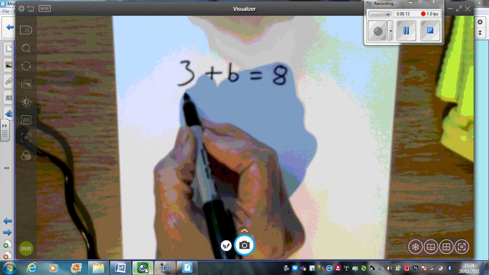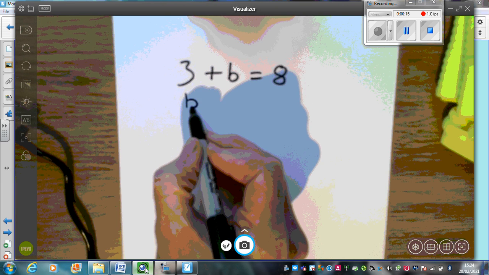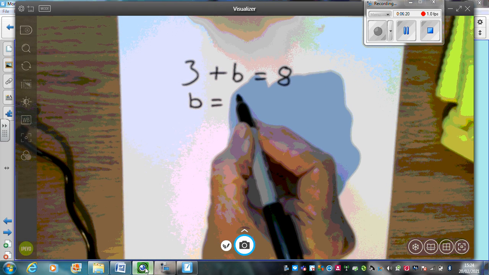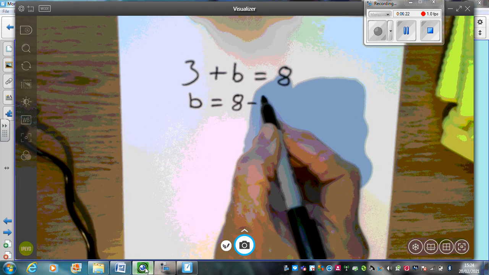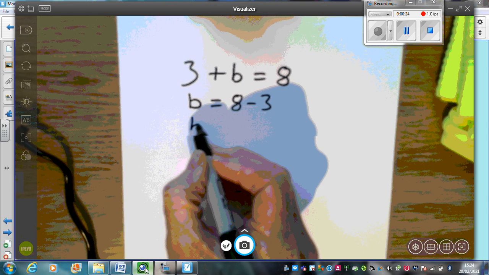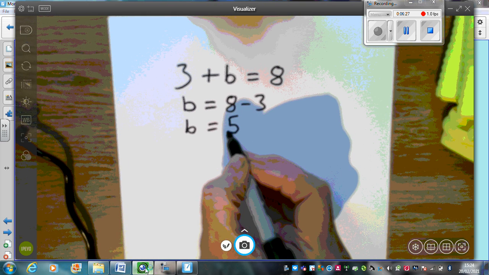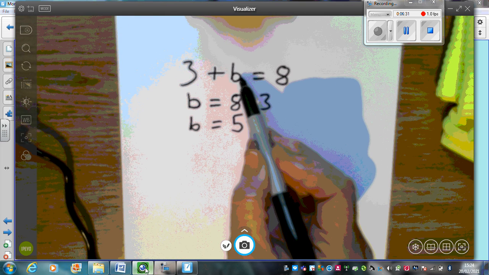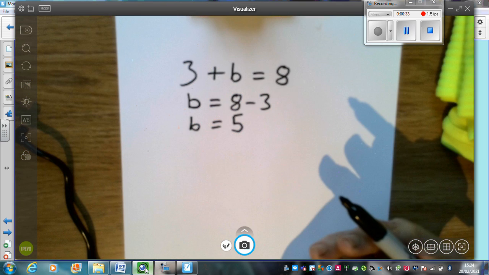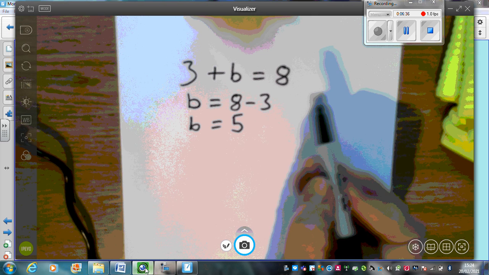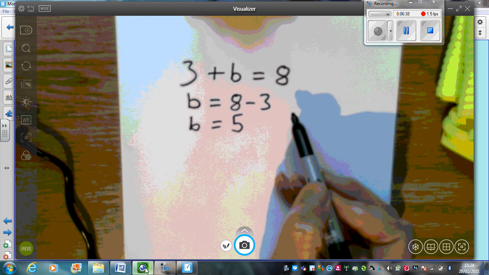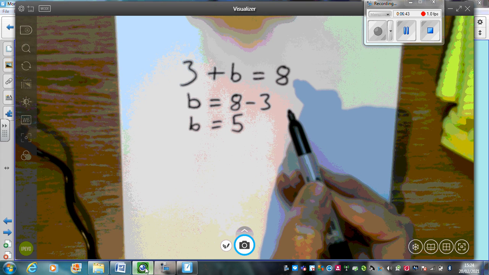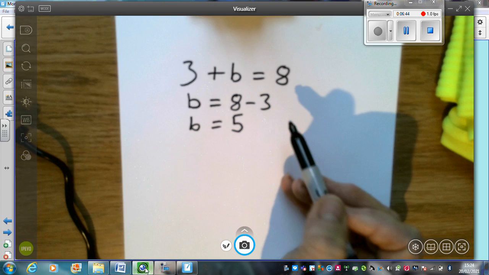I would like you to write each question by saying b therefore equals 8, take away 3, b equals 5. And then we can go back and check it by saying 3 plus 5 equals 8. Does that make it clear? That's how I'd like you to show me that you understand the calculation and how to do it. So don't simply write the answer, see if you can show me the inverse operation.